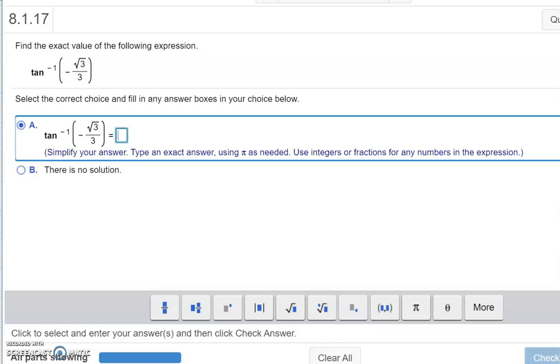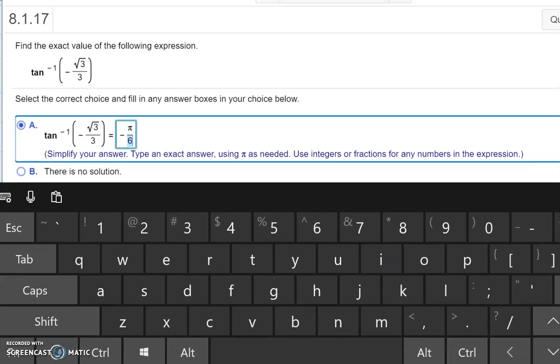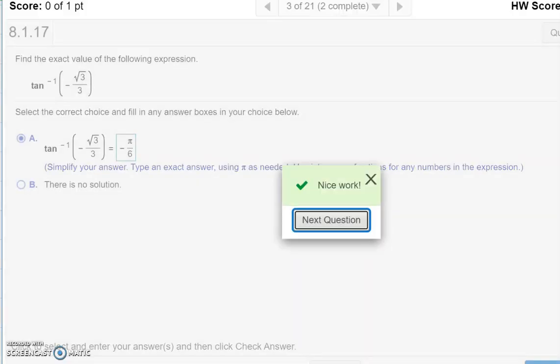So let's go ahead and try that one. Negative pi divided by 6. And that looks like a good solution to me.